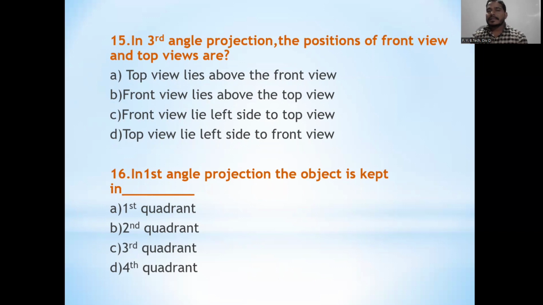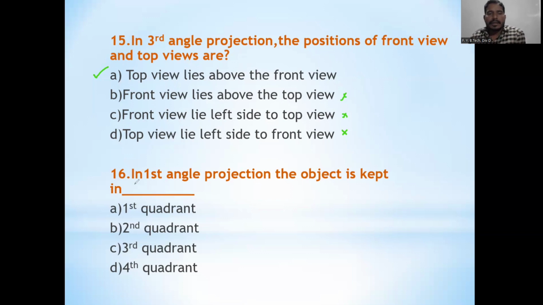First, the top view lies above the front view. As per the third angle method of projection, we know the top view definitely lies above the front view. So option A will be correct. B, the front view lies above the top view: it's wrong because that is the case in the first angle method of projection. Next, the front view lies left side of the top view, and the top view lies left side of the front view: these are also wrong. So option A will be the correct one regarding the third angle method of projection.